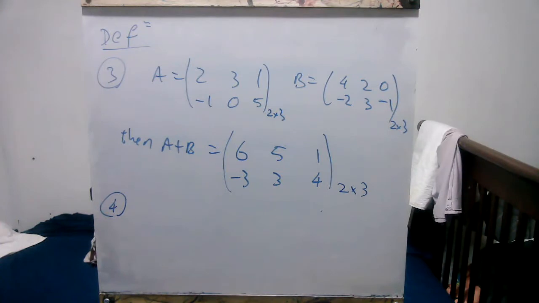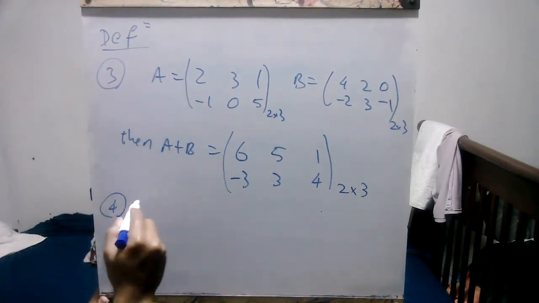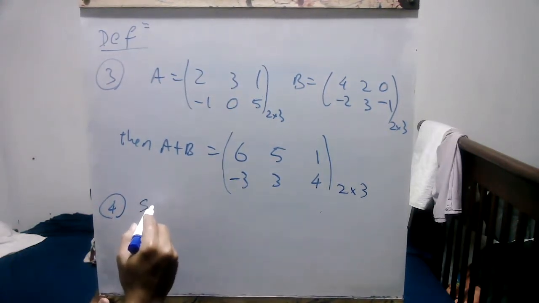To multiply a matrix by a number, called a scalar. Okay. This is about scalar multiplication.